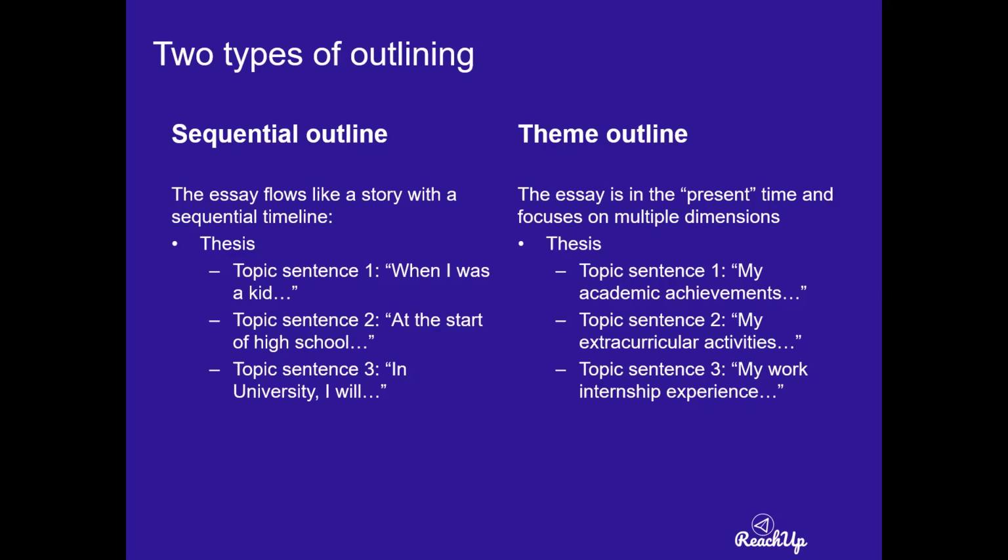You state your main argument, your thesis, then your first topic sentence might relate, and your first paragraph would relate to something you experienced as a kid. The second topic sentence and body paragraph would be about, for example, your time in high school. And your third topic sentence and supporting paragraph would be, maybe something around what you want to do in university as a result. So it's kind of walking the reader through a journey of something that you've experienced or developed.